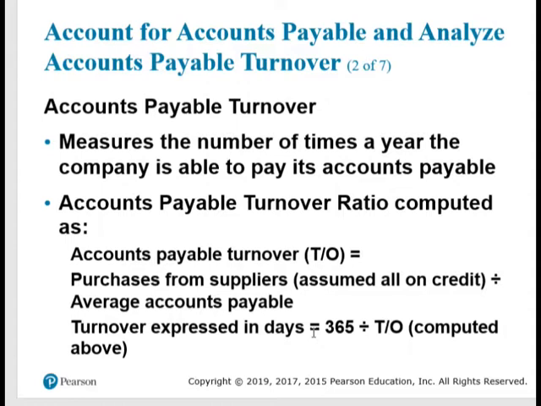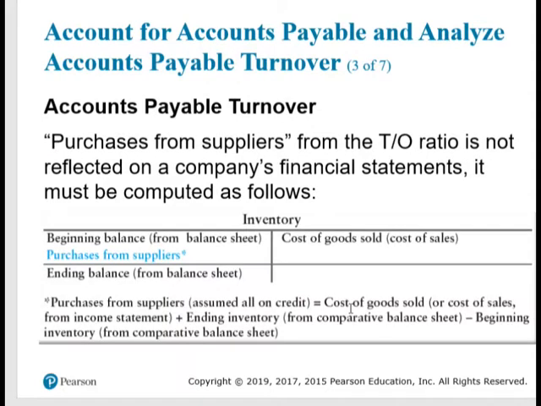The formula for accounts payable turnover is illustrated on this slide. They actually made it pretty confusing. Take your purchases on credit divided by average accounts payable, and then you play with it a little bit to express it in days.